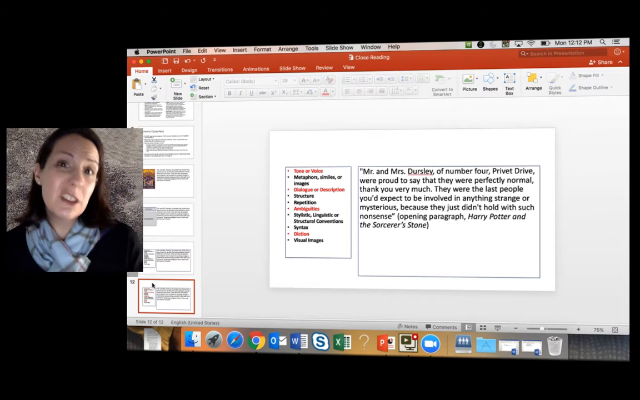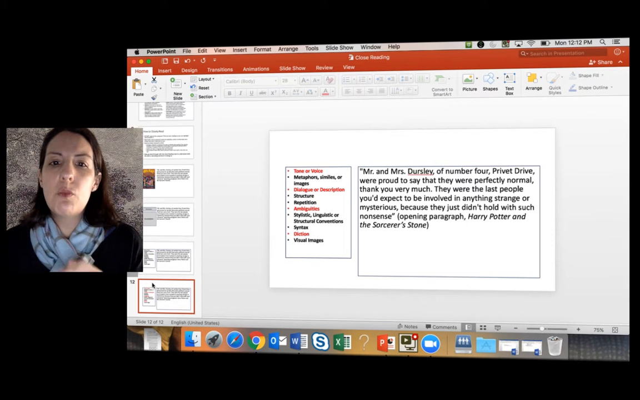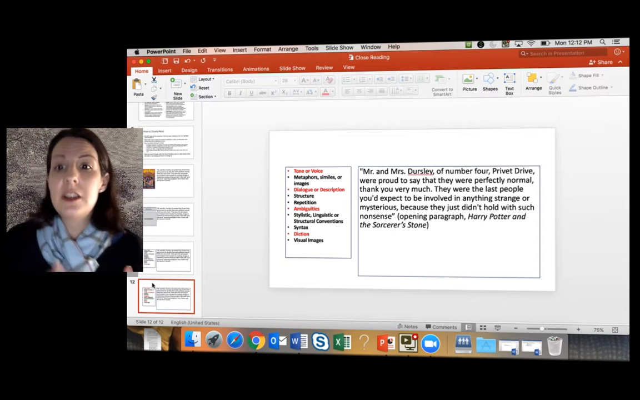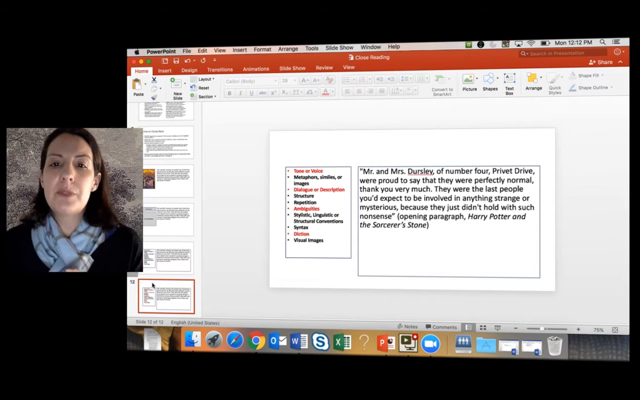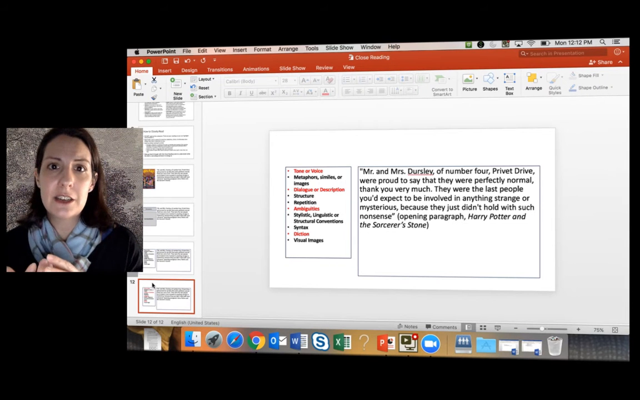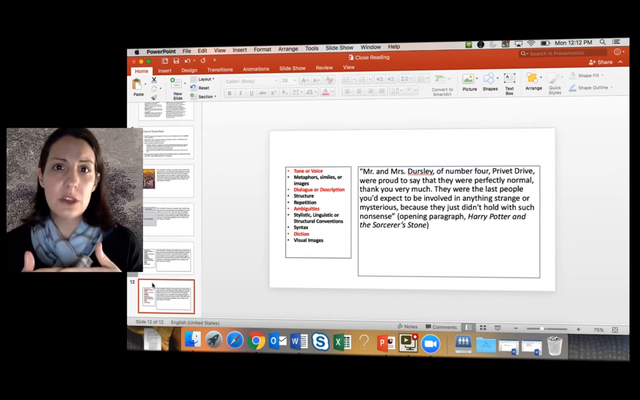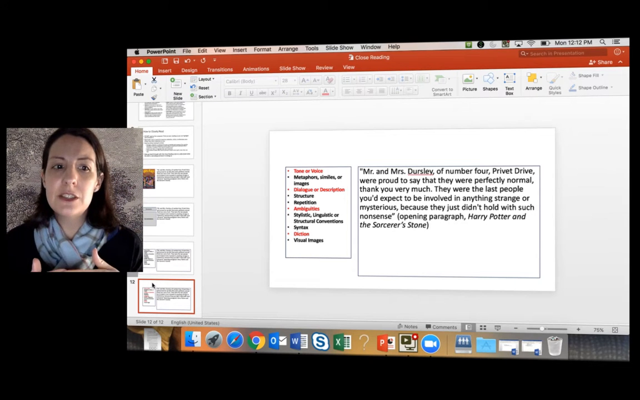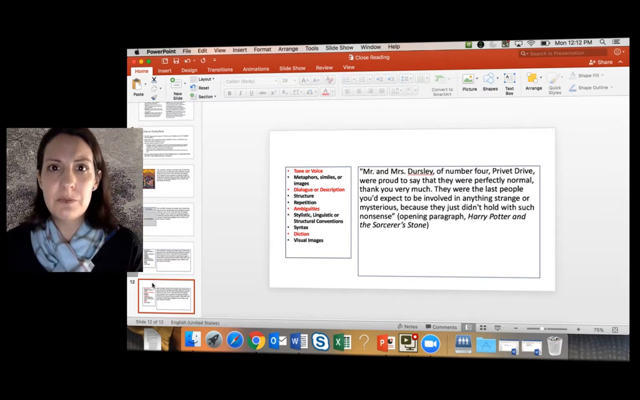And then finally, we could look at diction in this passage. In particular, what you end up with are these little extraneous phrases like thank you very much, nonsense, that seem to provide a kind of extra textual meaning to suggest that the Dursleys are speaking through the narrator, that they're being very conversational, and the effect of it is to be pretty humorous, actually.